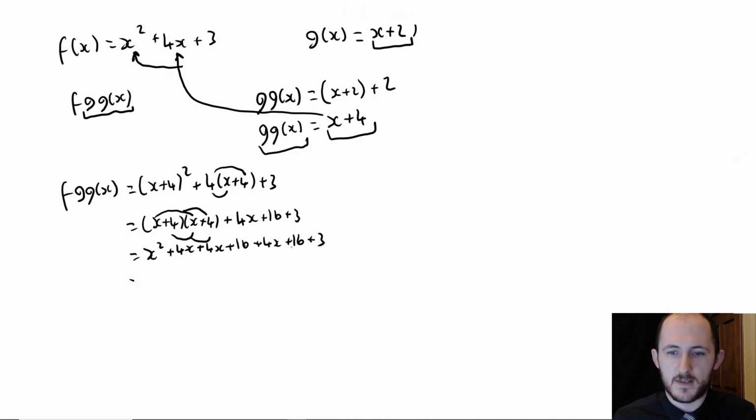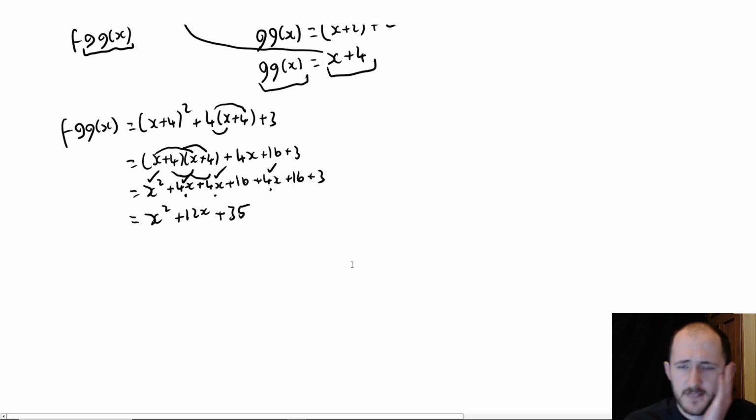Now what I want to do is gather all the like terms. For x squared, we only have x squared, so that one's done. With x terms, we have 4x, 4x, and 4x, so that's 4, 8, 12x. For numbers, we have 16 plus 16 plus 3, which is 35.